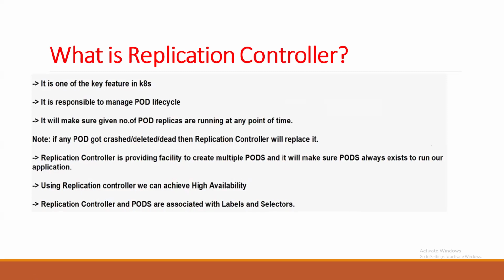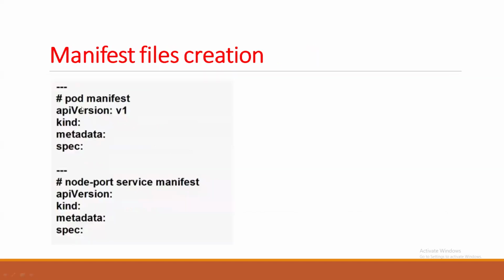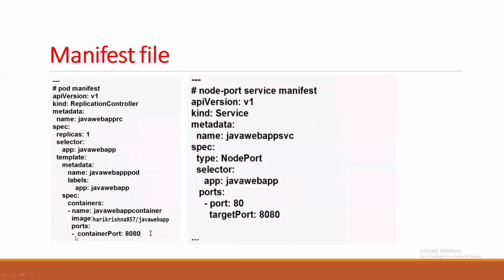Replication controllers and pods are associated with labels and selectors. So what is that, guys? Labels and selectors. The pod manifest and the node port service manifest have API version, kind, metadata, and spec. In the manifest file for the node port service, kind is service, metadata, and type equal to node port, with a selector equal to this one pod, and the API version.